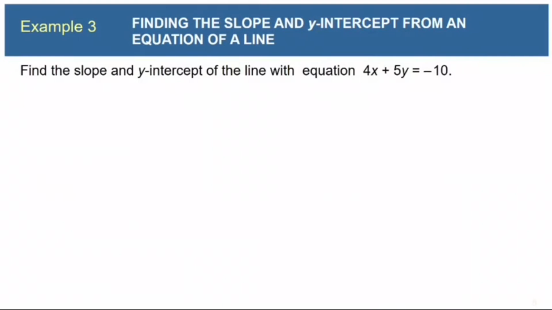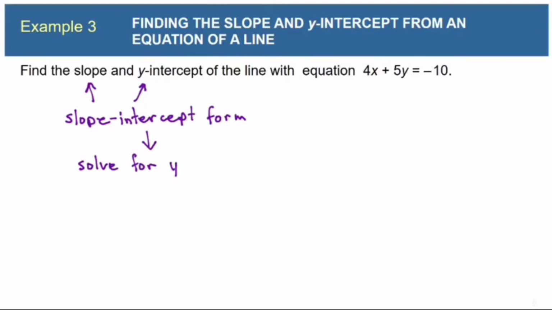Now here's example 3. It says find the slope and y-intercept of the line with the equation 4x plus 5y equals negative 10. Now, in order to see the slope and the y-intercept, we need to have the equation solved for y. When it's solved for y, that's called slope-intercept form. We have seen the line solved for y before, but we never called it slope-intercept form. We knew that the coefficient of the x term was the slope, but now we're going to find out that the constant term is the y-intercept. So again, slope-intercept form just means that the equation is solved for y. So let's go ahead and do that to this equation.